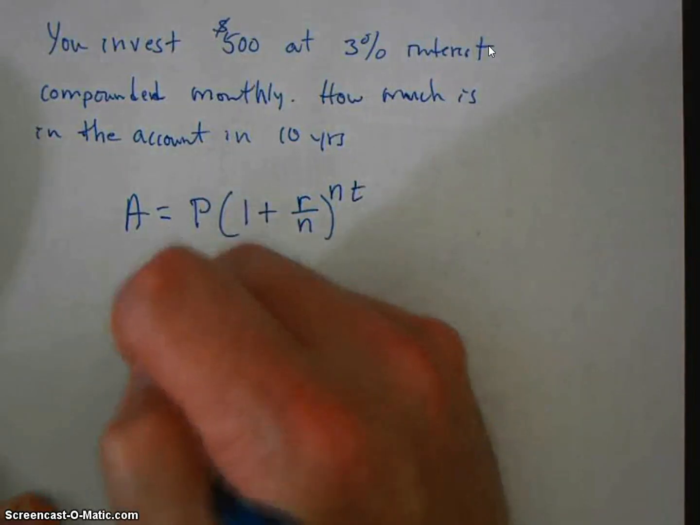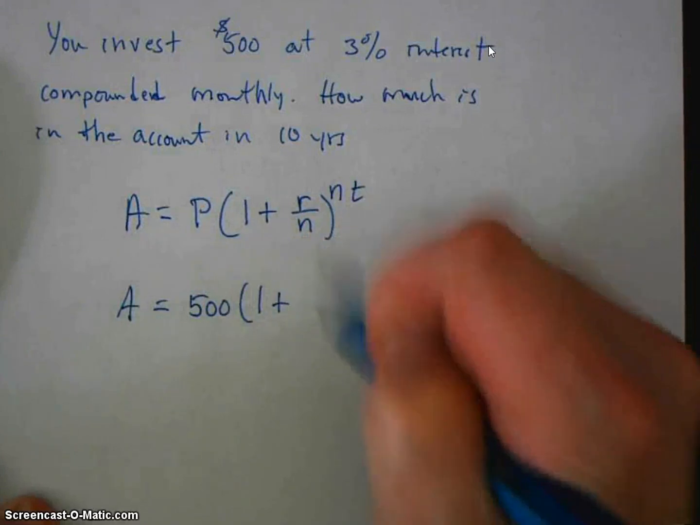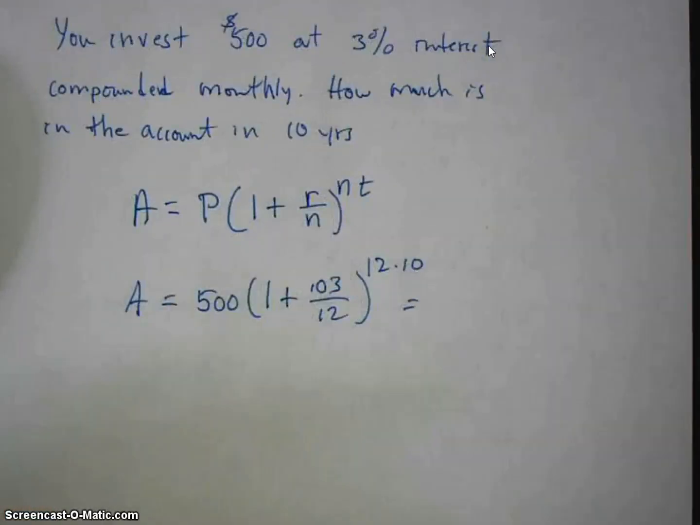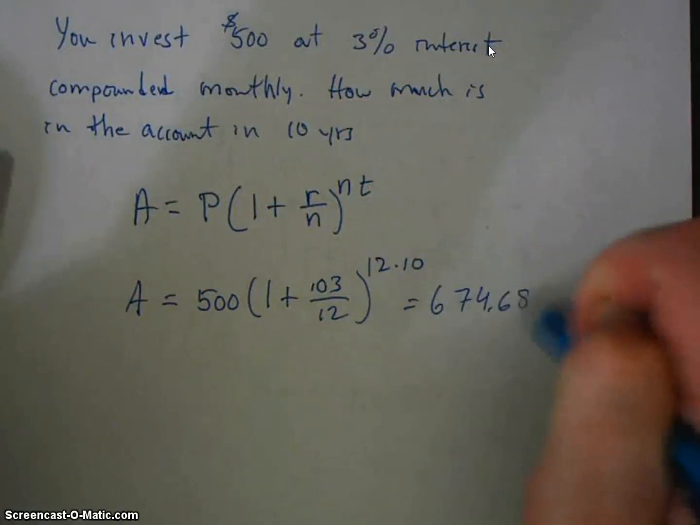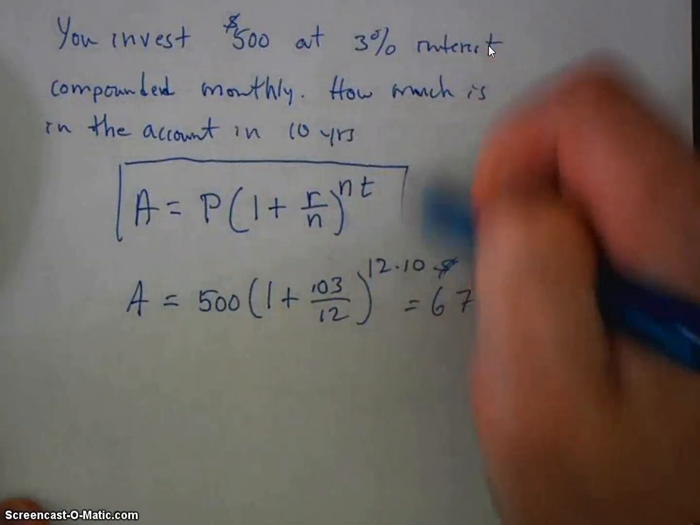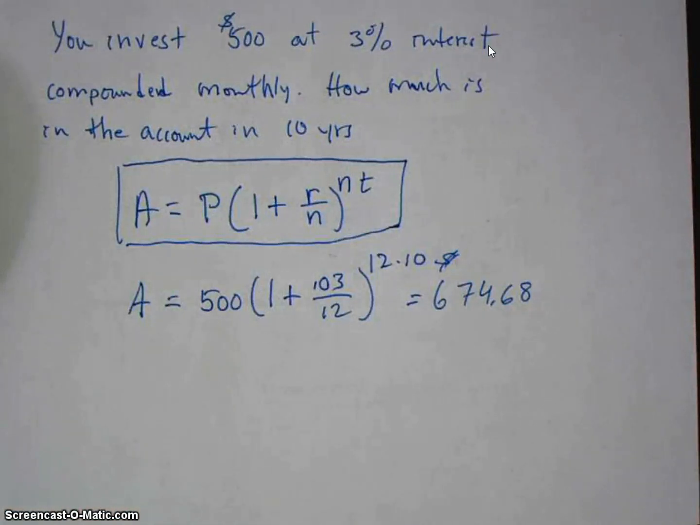So our answer here would be A equals 500 times 1 plus 0.03 over 12 raised to the 12 times 10. And then you would grab your calculator and type that up. 500 times 1 plus 0.03 divided by 12 raised to the 120. That turns out to be $674.68. All right, so this is a formula you'll need, and you'll use this formula anytime you see compounded monthly, compounded quarterly, compounded daily, anything like that.